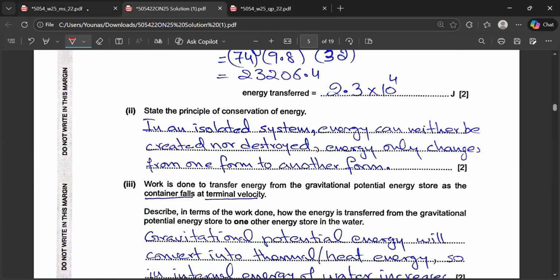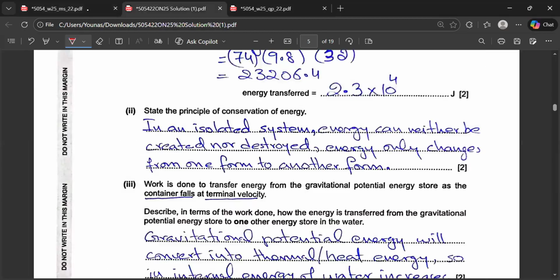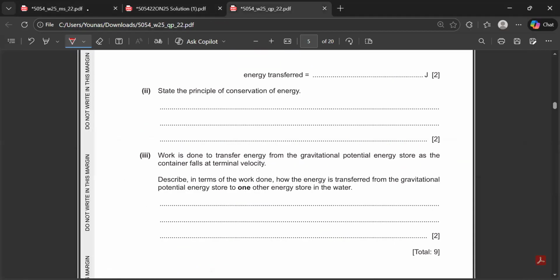Let me show you a 2 mark question. Energy can neither be created nor destroyed. Energy can be transferred from one energy store to another. Okay, then we have question number 2B, its third part. He says, work is done to transfer energy from the gravitational potential energy store as the container falls at terminal velocity. Describe in terms of the work done how the energy is transferred from the gravitational potential energy store to other energy stores in the water.